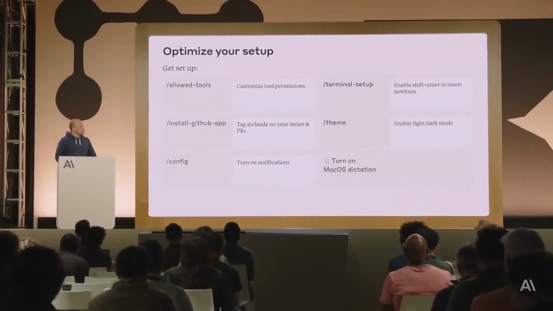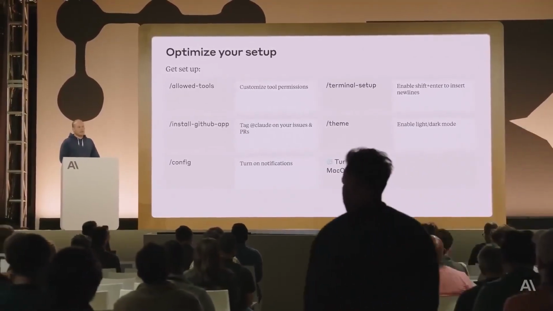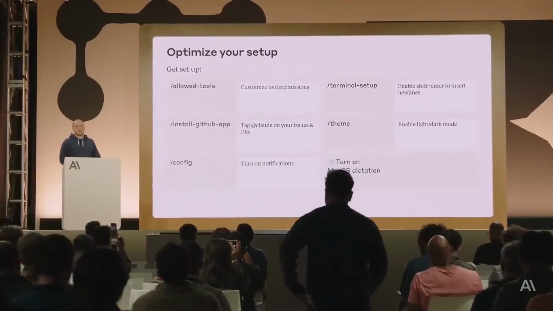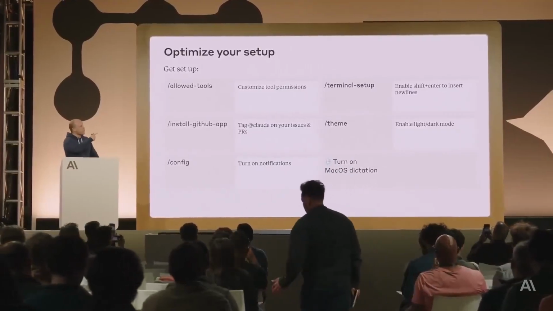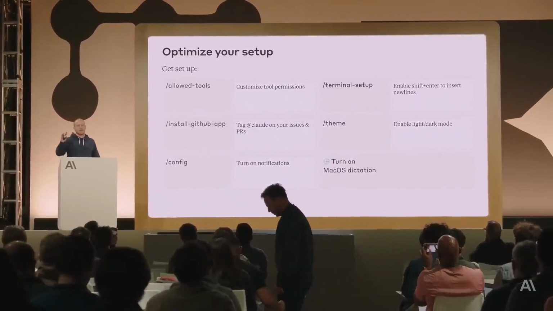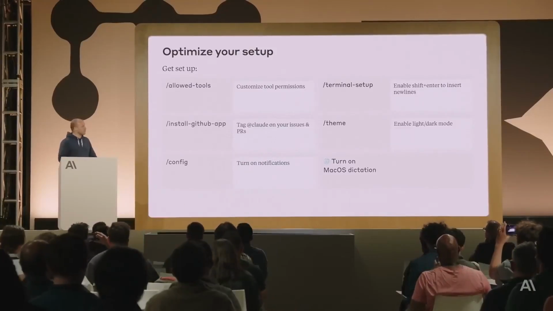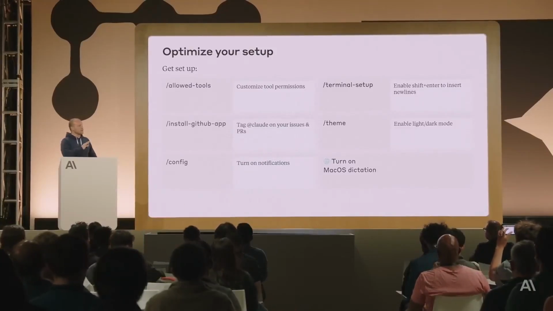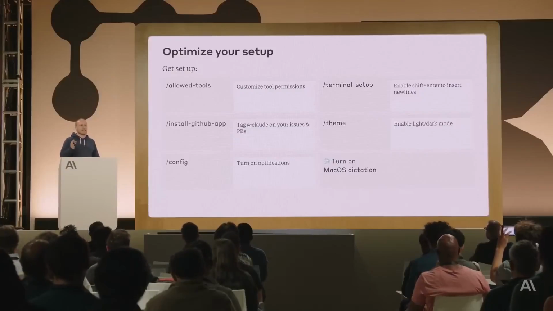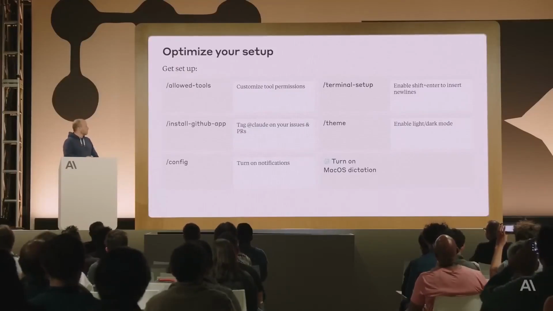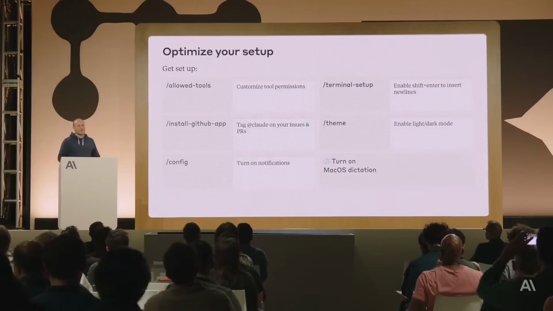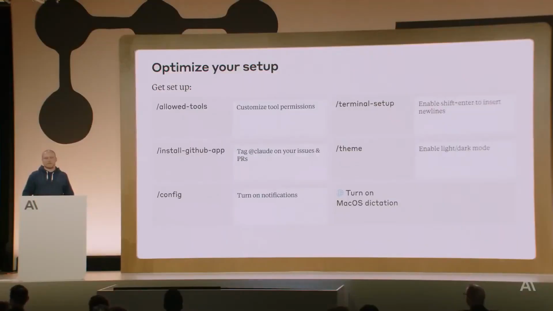As you open up Quad Code for the first time, there are a few things that we recommend doing to get your environment set up. These are pretty straightforward. Run terminal setup. This will give you Shift-Enter for new lines, so you don't have to use backslashes to enter new lines. It makes it a little bit nicer to use. Do /theme to set light mode or dark mode or Daltonize themes. You can do /install GitHub app. Today we announced a GitHub app where you can mention Claude on any GitHub issue or pull request. To install it, just run this command in your terminal.